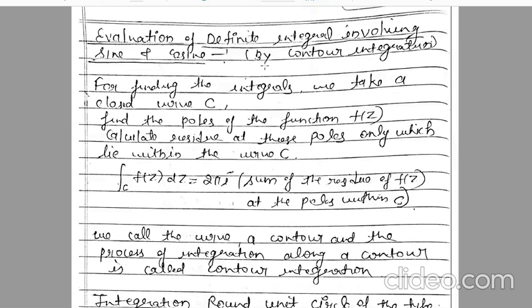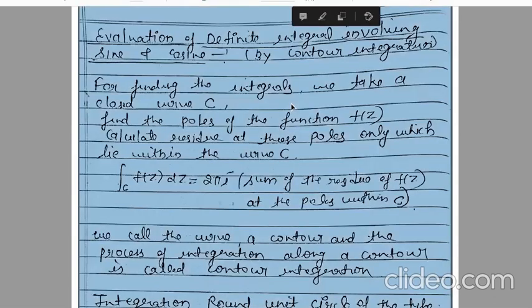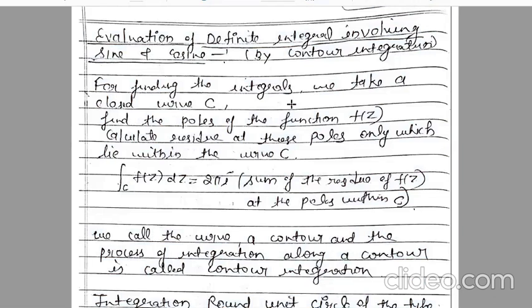The definition is by contour integration. That means we will solve our integral by contour integration, right? For finding the integrals, we take a closed curve. Yes, definitely we need a closed curve to find our integrals. This I already told you. Now the first method: first find the poles of the function f(z), right? Calculate the residue at only those poles which lie inside the circle, right?